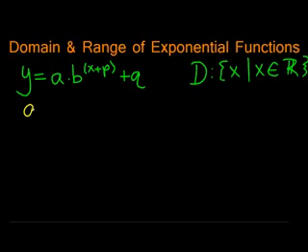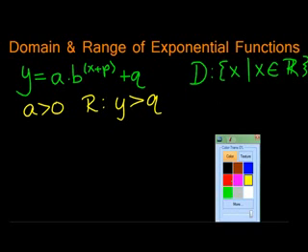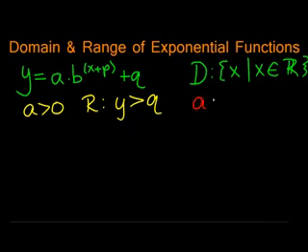If a is positive, then our range will be y is greater than our q. If our a is negative, our range will be y is less than our q. Our q is what determines our horizontal asymptote.